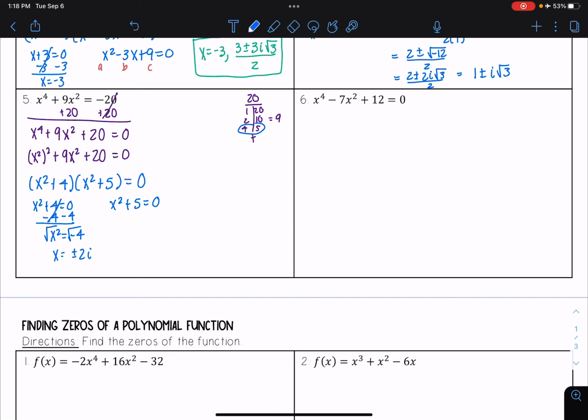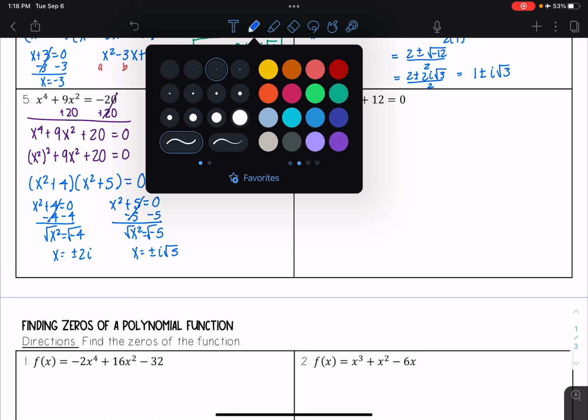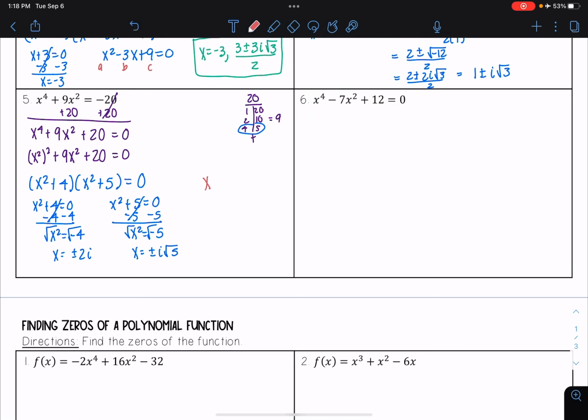Solving x squared plus 5, I can subtract 5 from both sides, and I get x squared is equal to negative 5. And then take the square root, and I get that x is equal to plus or minus i square root of 5. So that means my answers here are going to be plus or minus 2i, plus or minus i square root of 5.